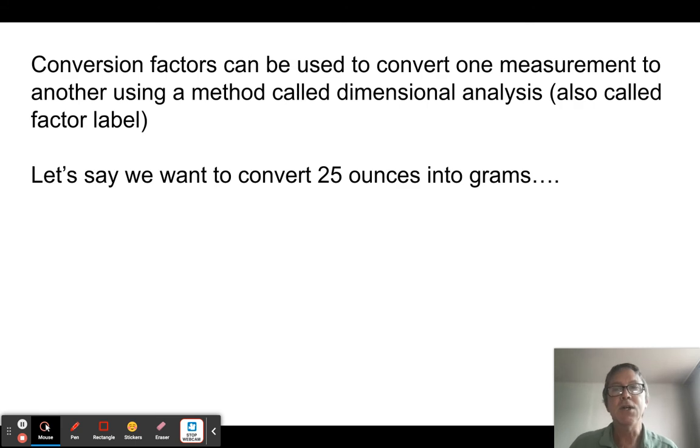Okay, so here's what we do. Conversion factors allow us to convert from one measurement to another, while keeping the overall value of what we're measuring constant. All right, so let's just say I want to convert 25 ounces to grams. So here's what I do.